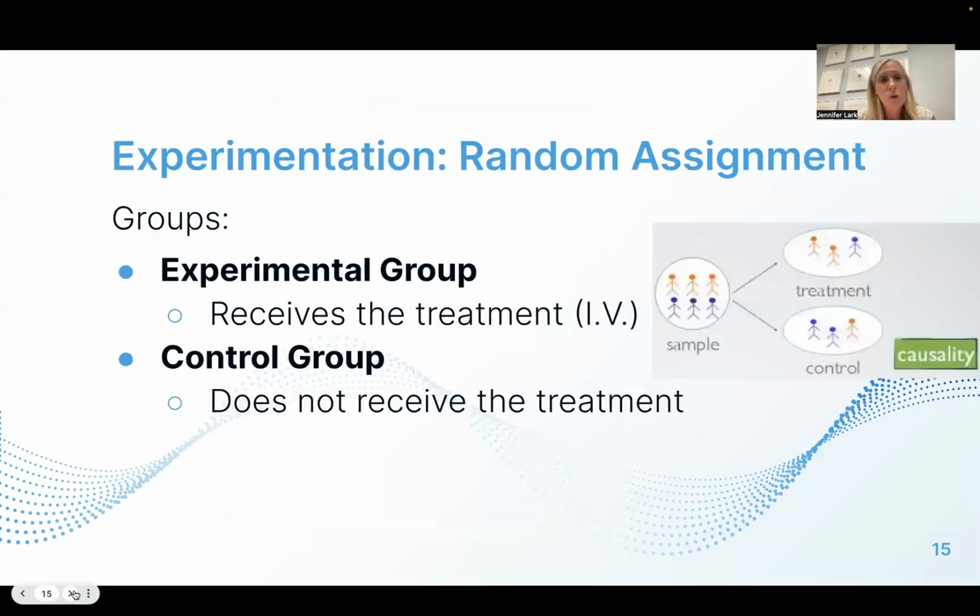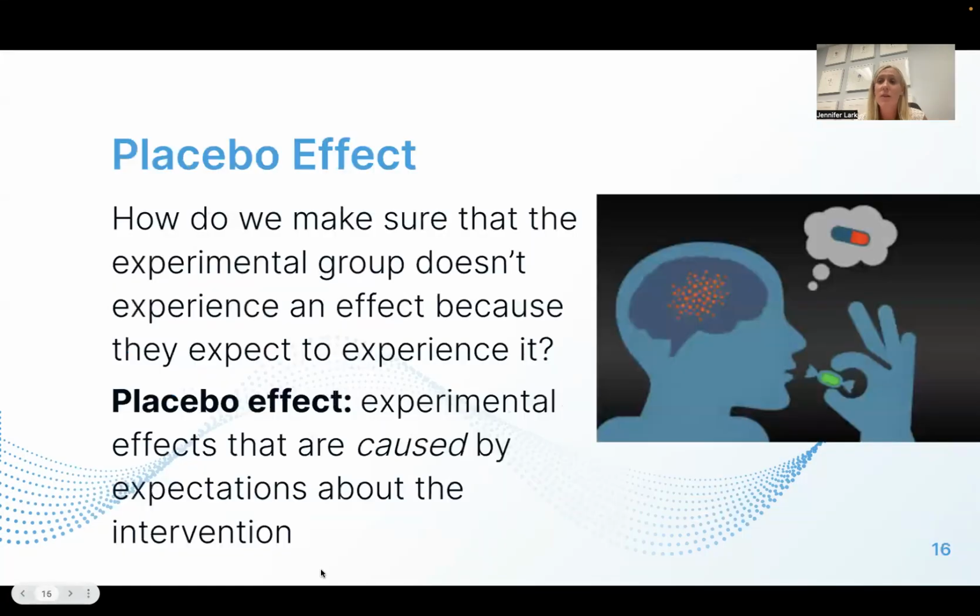Okay, so let's talk about groups for a second. In a true experiment, there's always at least two groups. There's the experimental group, which receives the treatment or the independent variable dosage that you're interested in. And then we always have to have a control group that doesn't receive the treatment. And why would we have to do that? The control group serves as a comparison group, typically to guard against something called the placebo effect.